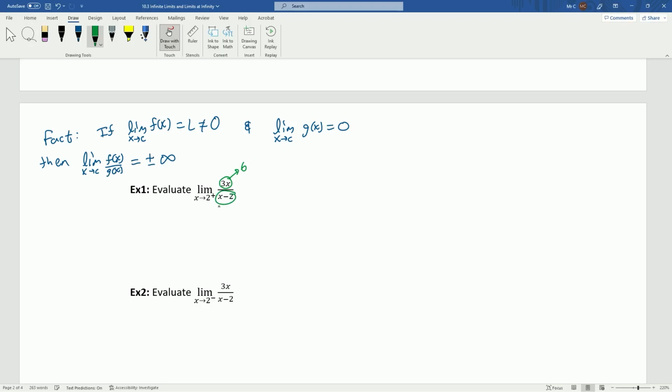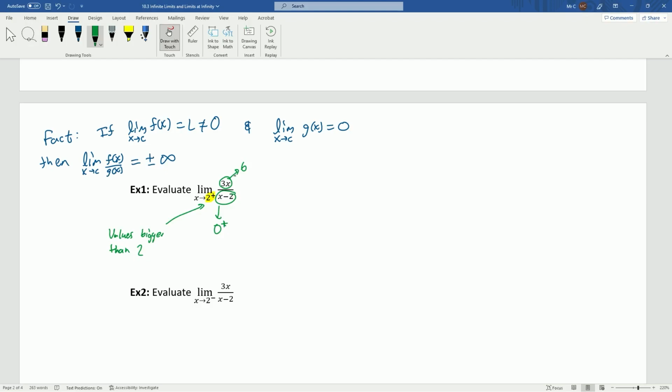But our denominator is approaching 0, right? 2 minus 2 is 0. But here's the tricky part. Here's where you have to think carefully. If x is approaching 2 from the right, that means values bigger than 2. That's what from the right means. So if I have a number bigger than 2 and I subtract 2, I should have a positive number. So I should be approaching 0 from the right.